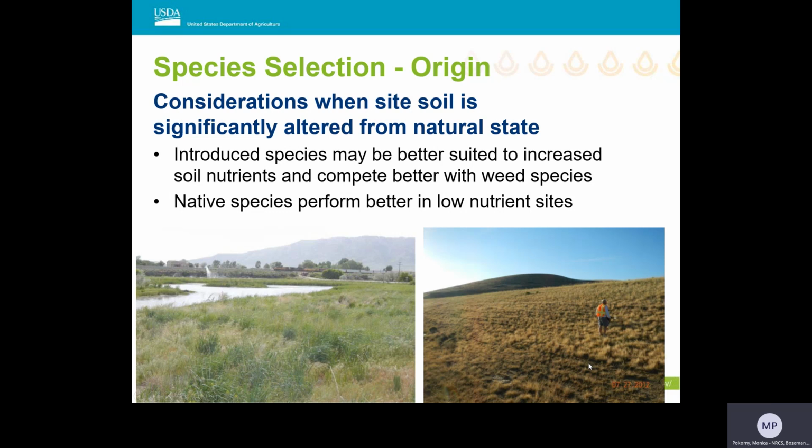And then on the right here, we have a site in southwestern Montana where it was native soils that were not altered really in any way. This was a temporary project where the native soils were removed and then regraded onto the site. And the native species that are adapted to lower nutrient sites were reseeded onto the site. And it was an all native species mix, a diverse mix, and it established really well on the site.